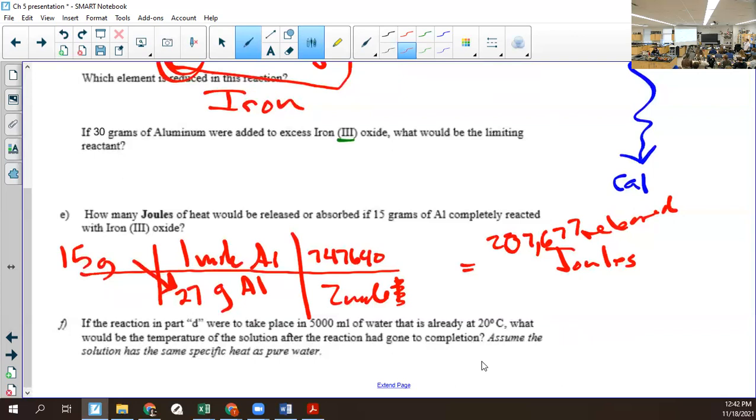If the reaction in part D were to take place in 5,000 milliliters of water, that's a lot of water on purpose because this will produce a lot of heat, all right, that is already at 20 degrees Celsius. What would be the temperature of the solution after the reaction had gone to completion? All right, assume the solution has the same specific heat as pure water.